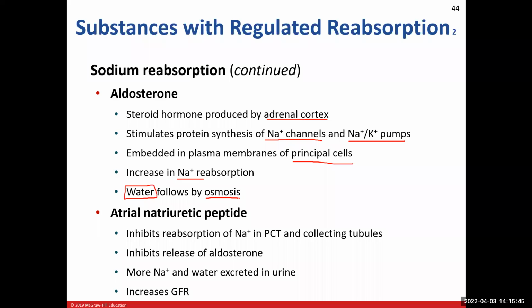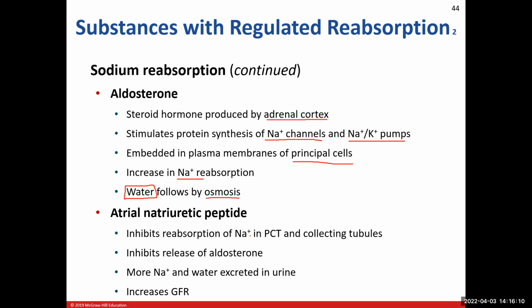In this case, our solute will be our sodium, and so water follows the sodium. So ANP, the atrial natriuretic peptide, is produced, like I said before, when our blood pressure has increased, our blood volume has increased, and we get an increase in stretch in the atrial walls of our heart.